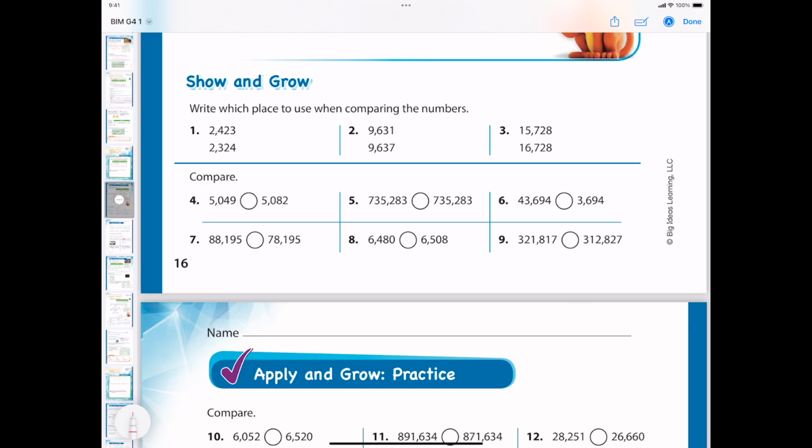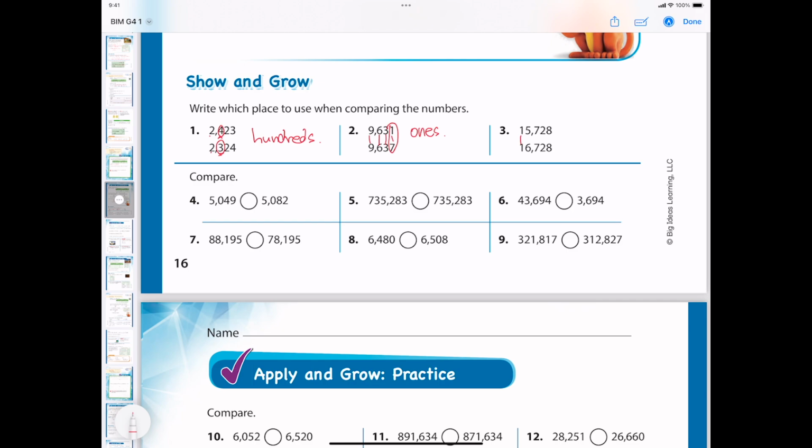Write which place to use when comparing the numbers. All right, let's see. Since these thousands are same and hundreds are different, so we are going to use what? Hundreds place. What about number two? Thousands are equal, hundreds are equal, tens are equal, but this ones place is different. So now we are going to compare the ones place.